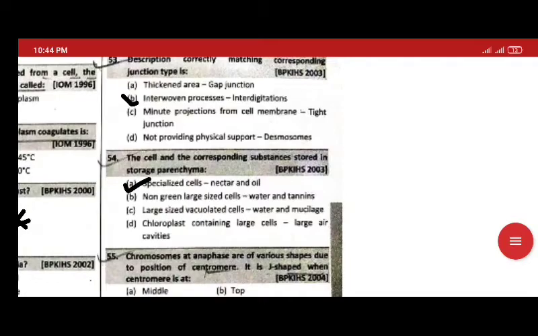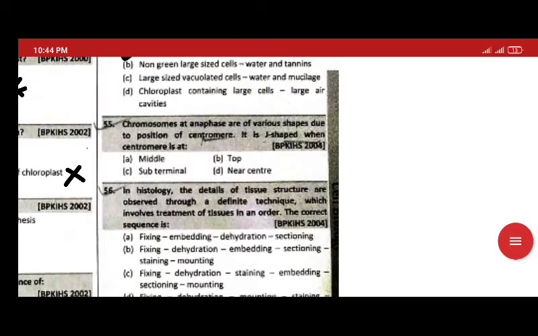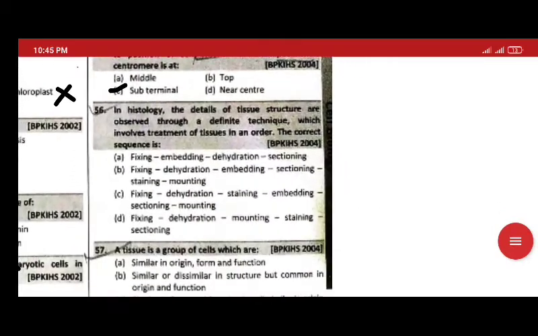54. Now 55, we have chromosomes at anaphase with various shapes. It is J-shaped when the centromere is sub-terminal, so J-shaped mainly occurs in sub-terminal. So J and T, you can remember. Now in 56 number we have: ensure the real tissue structures are observed through a definite technique which involves treatment of the tissue in the correct sequence. So the correct sequence is like this: fixing, dehydration, embedding, sectioning. After sectioning, staining and mounting is done.